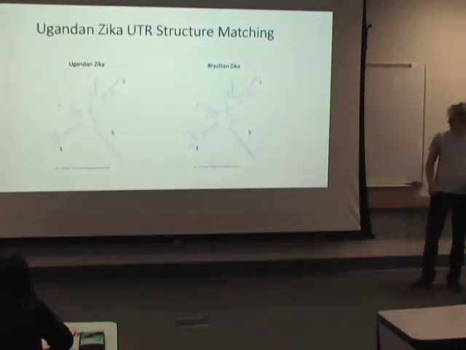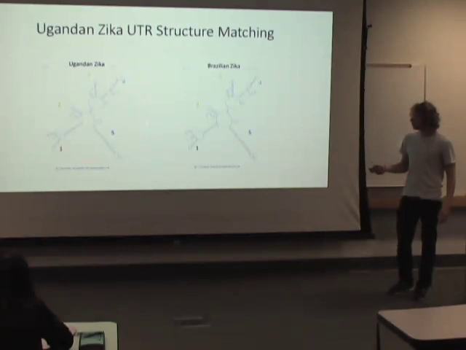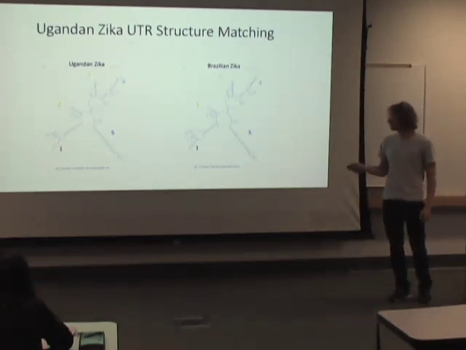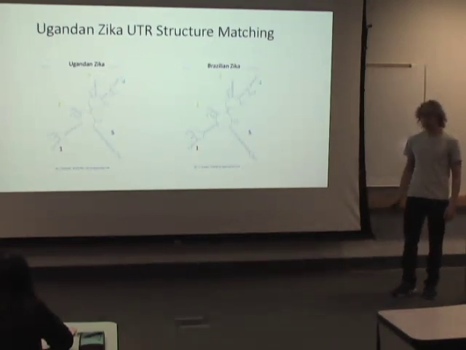And if you go on, you can use the Ugandan UTR, which has already been mapped out and split into its active structures, so 1, 2, 3, 4, and 5, is almost identical to the Brazilian UTR, which is the one that we're going to be talking about.